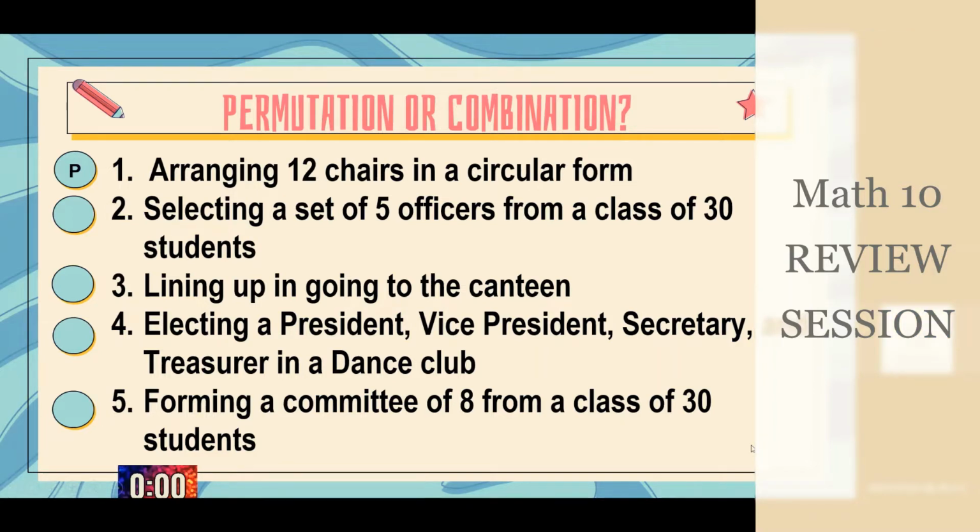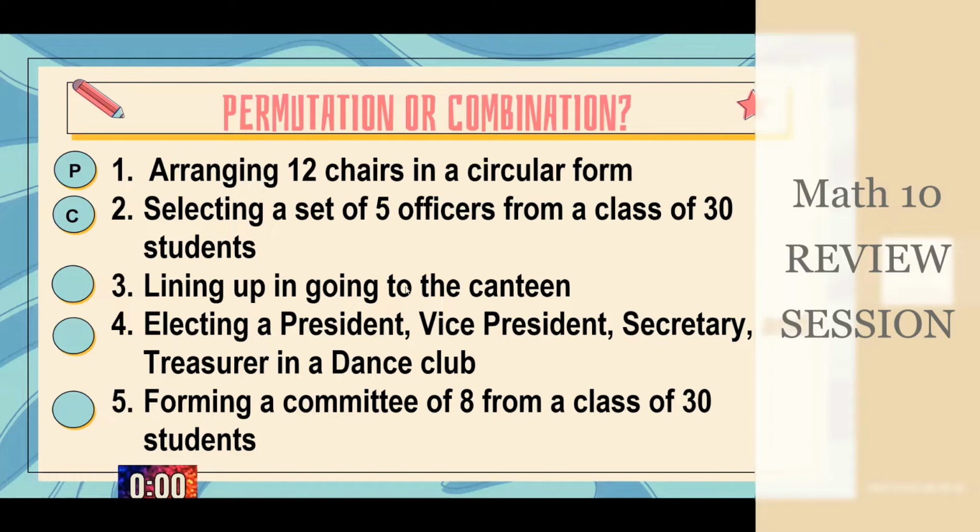Danny? Danny, number 2. How do you pronounce your name? Combination po. Okay, let's see. Who answered? Is it Danny or Danny? Danny po. Okay, Danny. It's combination. Very good. Number 3, lining up in going to the canteen.